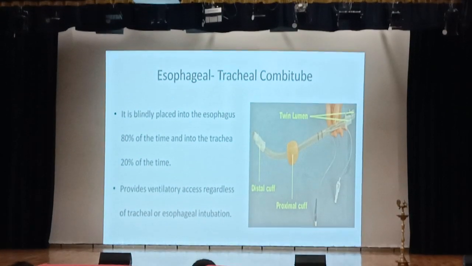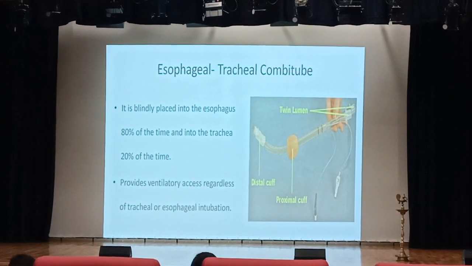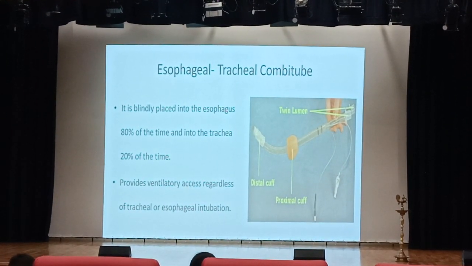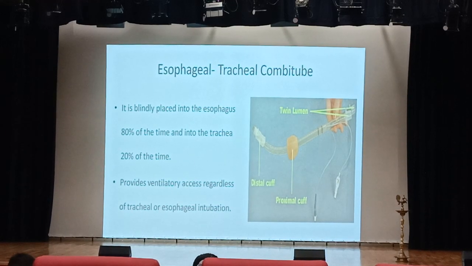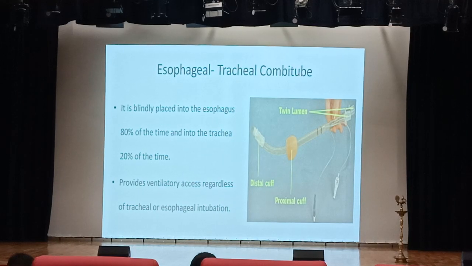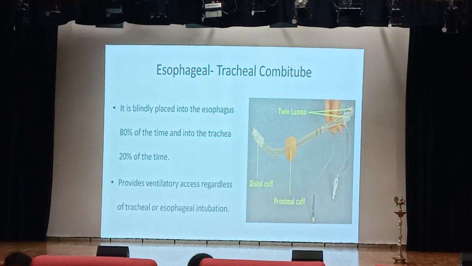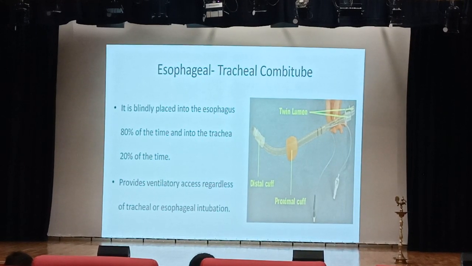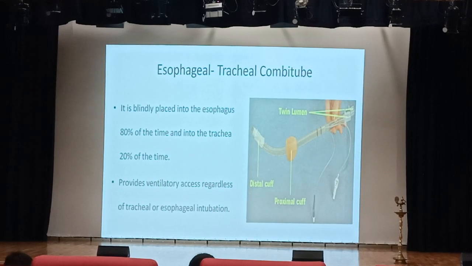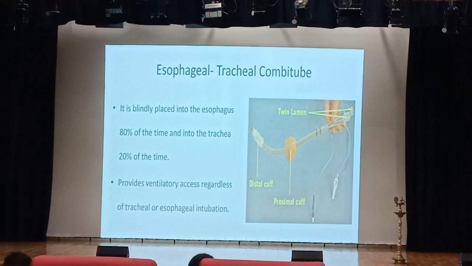After the endotracheal tube, the next thing that we can use is a combi tube. This is a combination of two tubes. It has two lumens, that is, it has an esophageal as well as an endotracheal tube. It is blindly placed into the esophagus 80% of the time and into the trachea 20% of the time. It provides ventilatory access regardless of whether it is placed in the trachea or the esophagus.